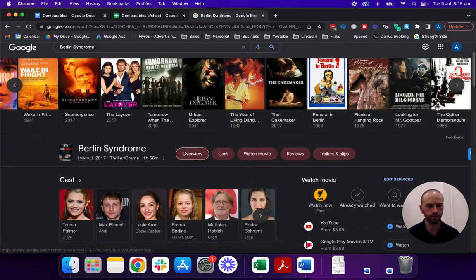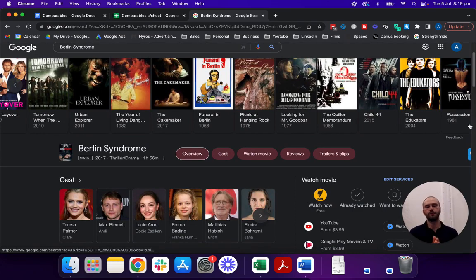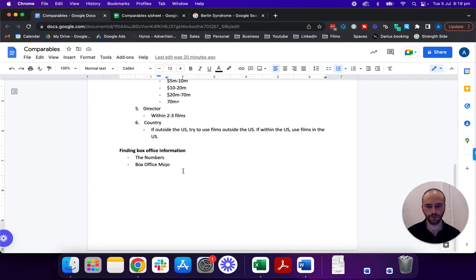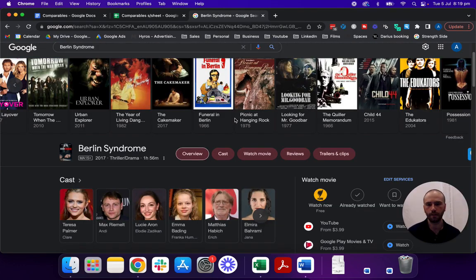Now, if you're outside the US, it is often a lot more difficult than if you are in the US, because so many more films are made in the US that you've just got way more options, especially when it comes to films that actually have box office data. So that's the next thing that I want to take you through, which is finding box office information. There are 2 sites that I use to do this, The Numbers and Box Office Mojo. They're both pretty accurate. You can use either. I usually would just use one if I can't find the other.